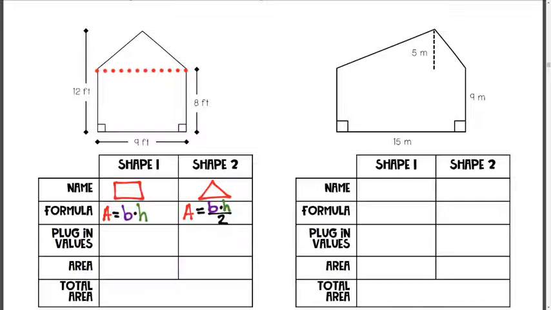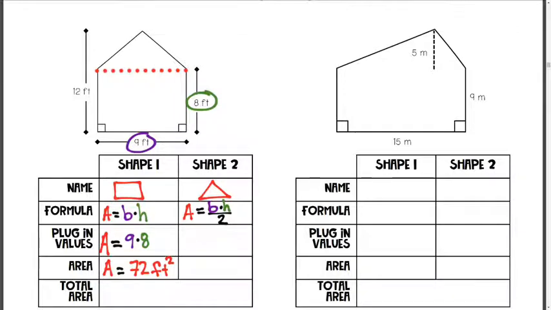To plug in the values, I need to know what those values are. So I look at the shape here. The base of this rectangle is 9, and it looks like the height is 8 of the rectangle. So I go ahead and use those two numbers, and I would write that out. Area equals 9 times 8. And hopefully you know your 9 times tables, so we'd go 9 times 8 is 72 feet squared.